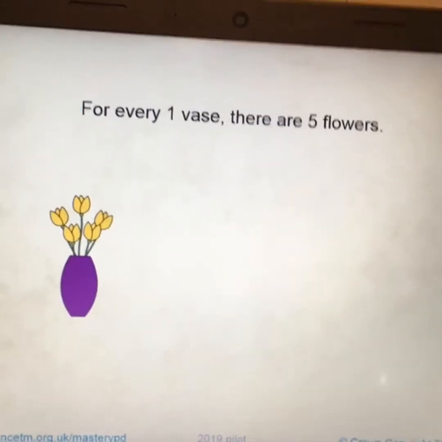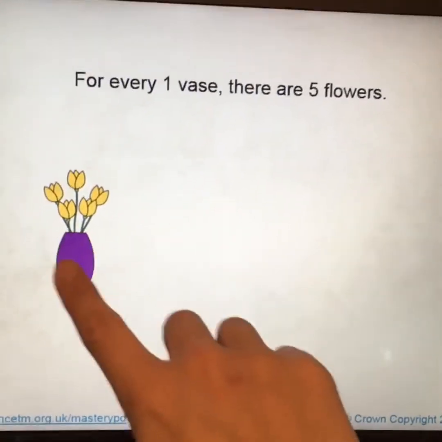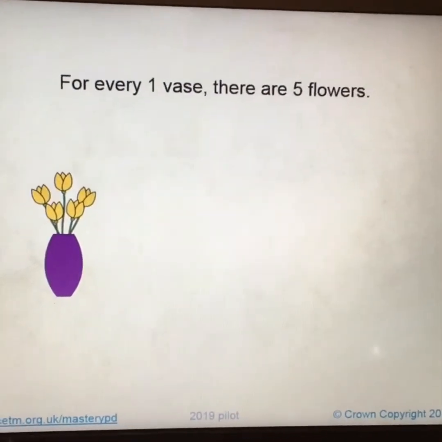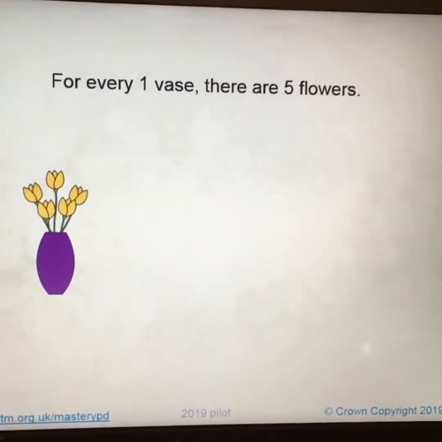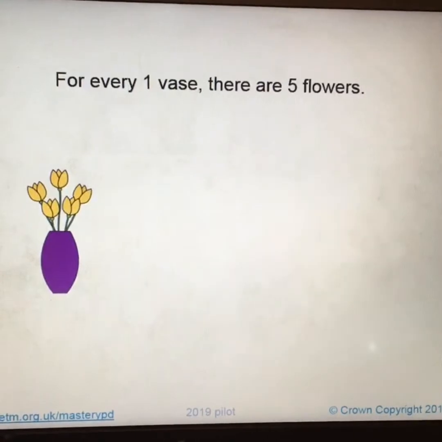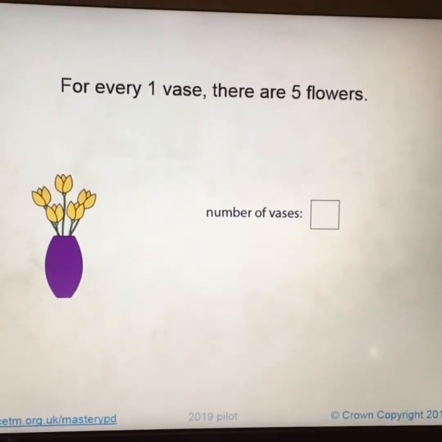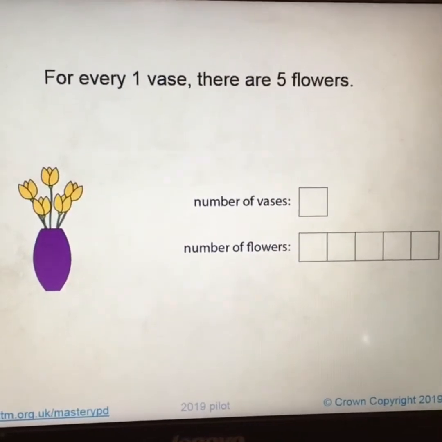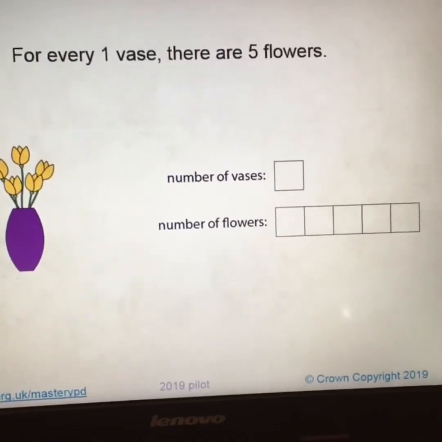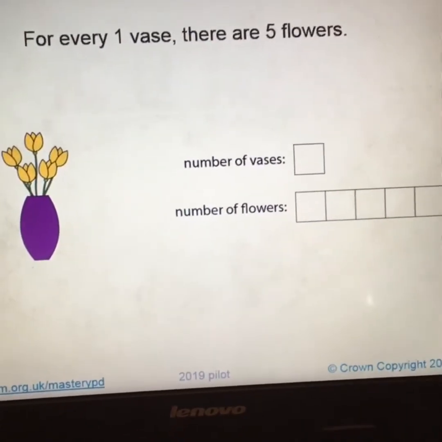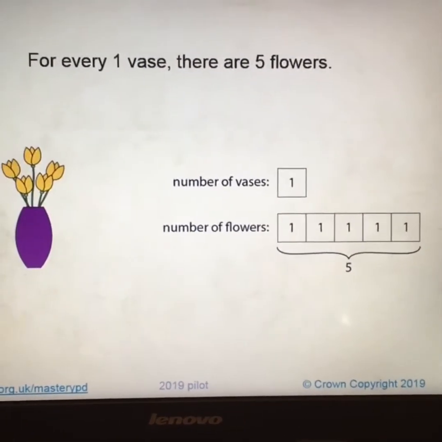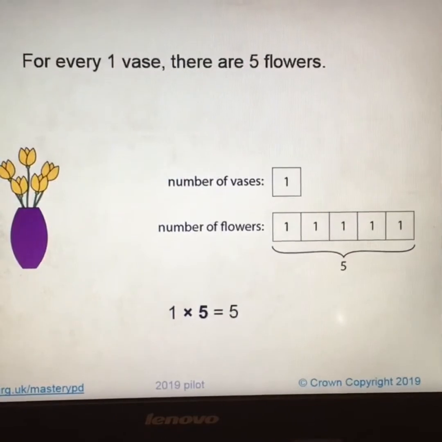So, number 1 then, for every 1 vase, there are 5 flowers. So hopefully you can start to think what that looks like as a ratio already. Wonder if you could represent that using a bar model. What would that look like? Well, there's my number of vases, just 1 bar. My number of flowers, 5 bars. So there it is. There's 1 vase to every 5 flowers. And at the minute, each one of those is worth 1. So there's 1 vase, there's 5 flowers. 1 times 5 is 5.